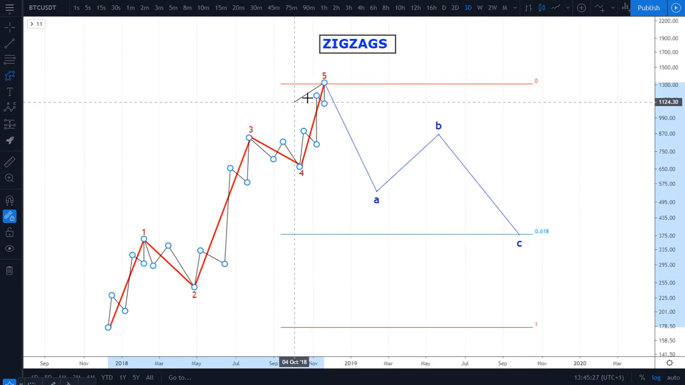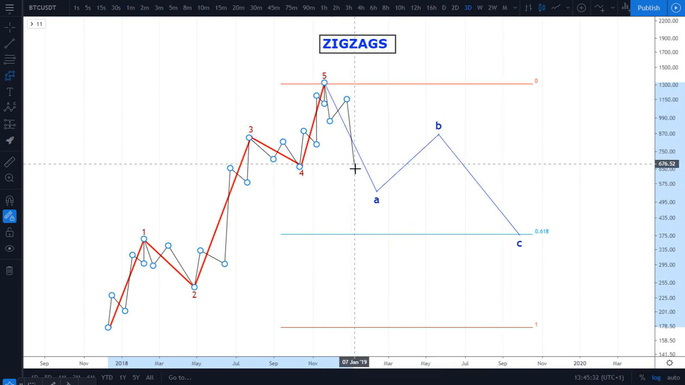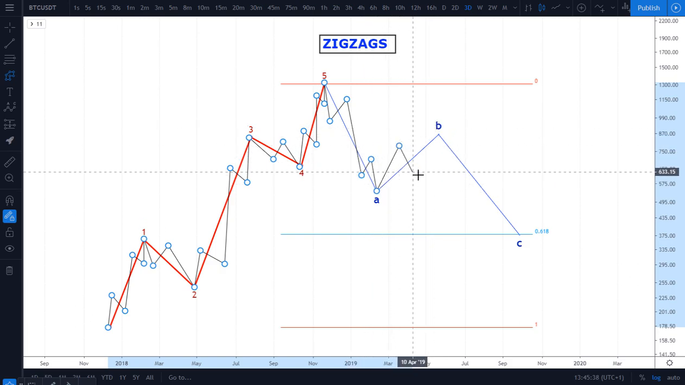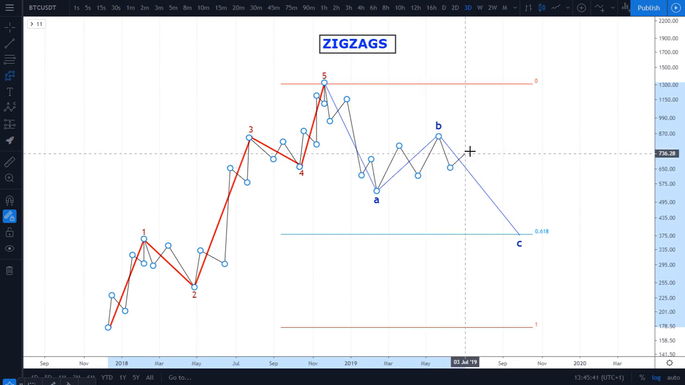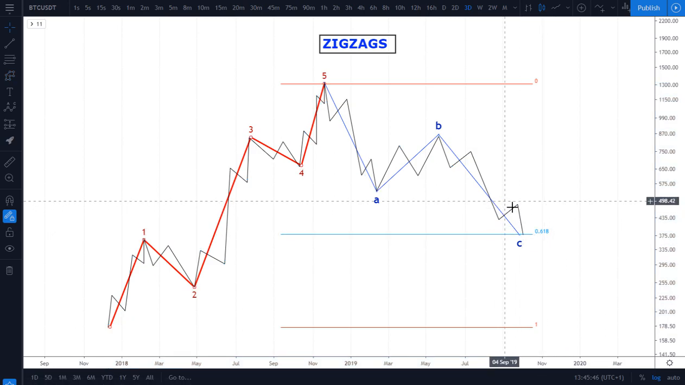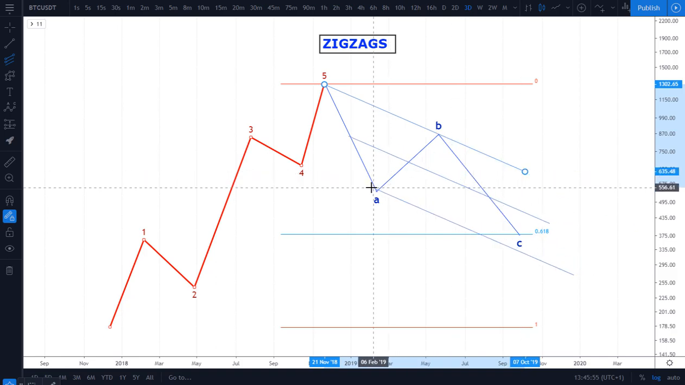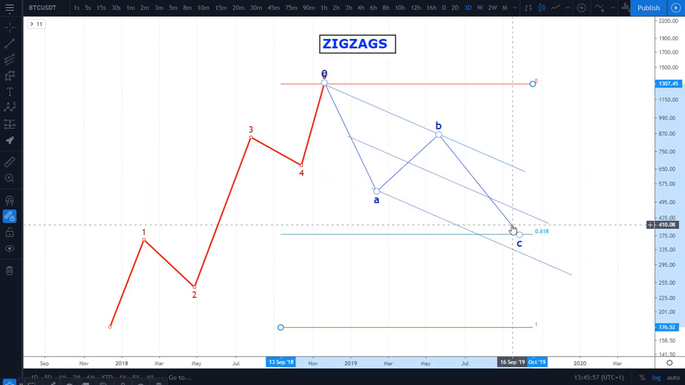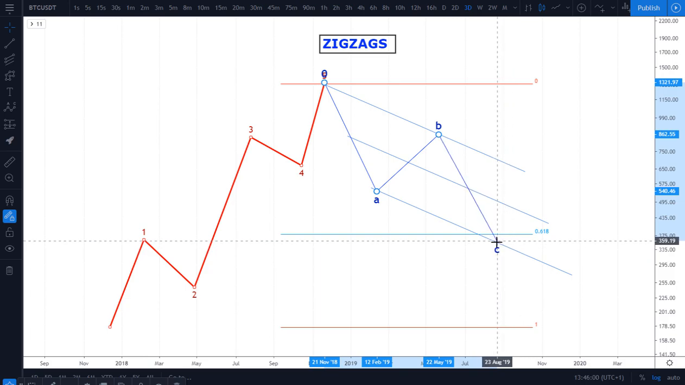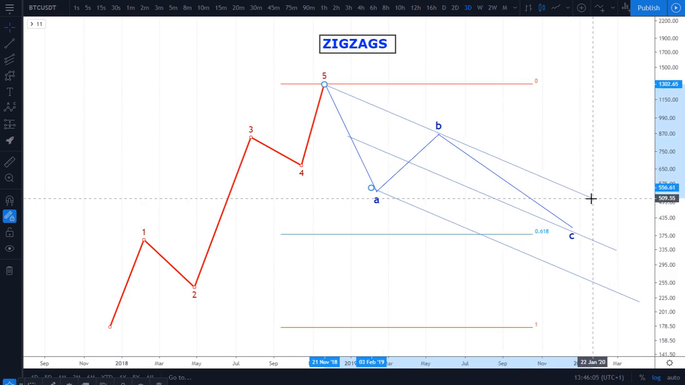Your ABC is going to be a 5-3-5 structure, meaning that in your wave A you're going to have 5 waves. Wave B is in itself an ABC zigzag, and your wave C is going to be another 5-wave decline. Very often you're able to channel your zigzag, meaning that your wave C is going to end either on the lower end of your channel, or sometimes even on the median line like this.